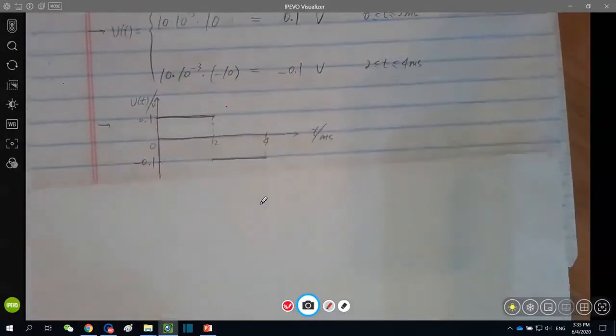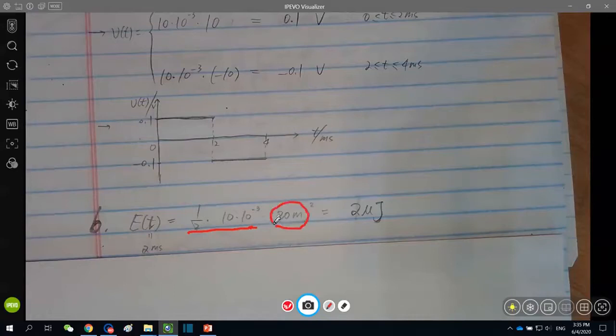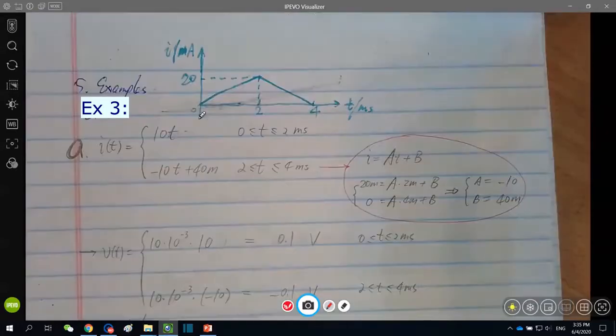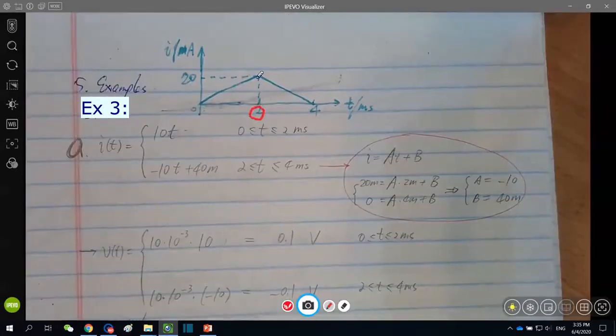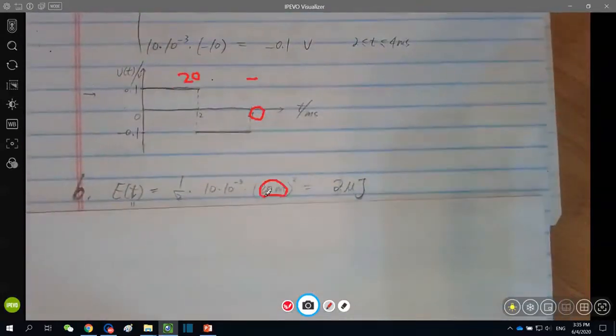Last, looking for the energy at t equals 2 milliseconds. So the formula is half inductance times the current at 2 milliseconds squared. So the current at 2 milliseconds, what is the value then? It's not out of here, since this is a voltage. So it's out of here. At 2 milliseconds, the current value is 20 milli. So substitute I by 20 milliampere. You end up with 2 microjoule as energy stored.